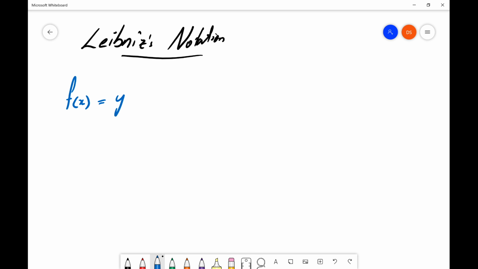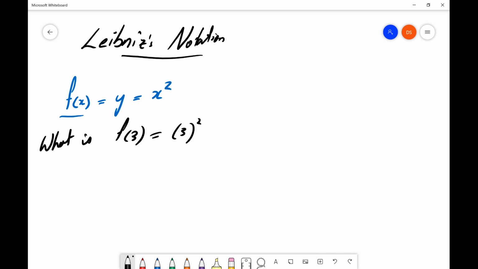We have graphical notation, so y, x, Cartesian like sort of situation. But I prefer this function notation because you can find out things. So if I said y equals x squared, then I said, what is f of 3? Then you can comfortably tell me that that's 3 squared because you replaced x with 3 and you've got 9. So functional notation is really useful in this way.